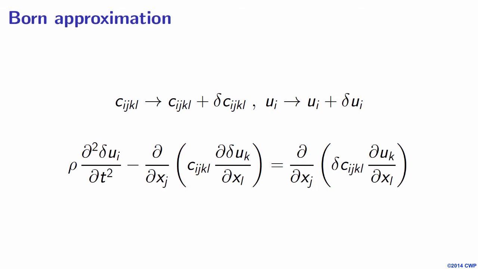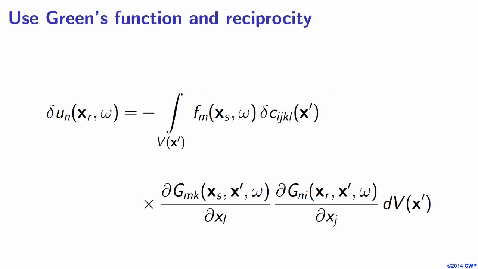So one of the ways of obtaining a solution to this wave equation is by writing it in terms of Green's functions. So we've got the perturbed wave field at the receiver location xr as a function of frequency, so we go into the frequency domain, and it's given by an integral which contains 4 terms. We've got the source density function at the source location xs. We've got the perturbation in the stiffness at x dash, and then we've got the spatial derivatives of 2 Green's functions, one of them between the source location and the scatterer, and the other between the scatterer and the receiver location.